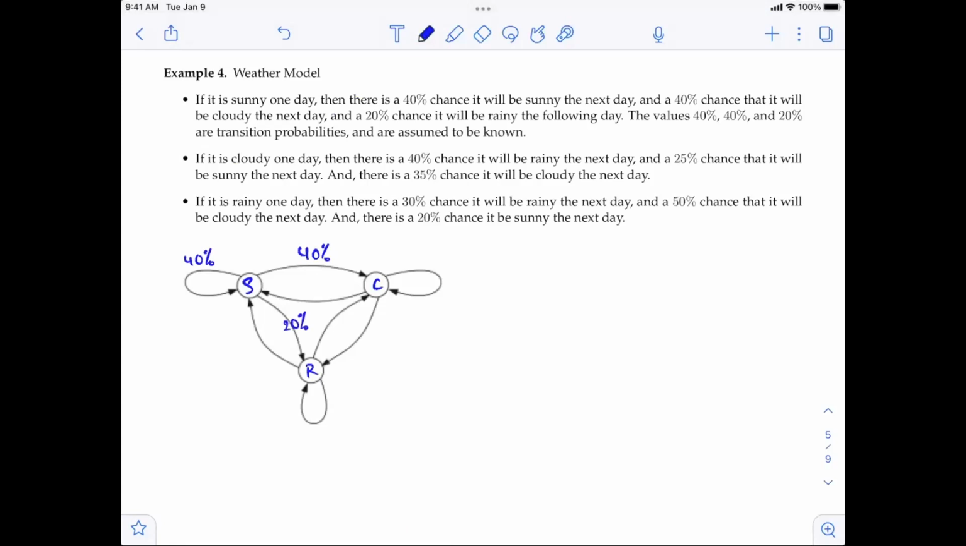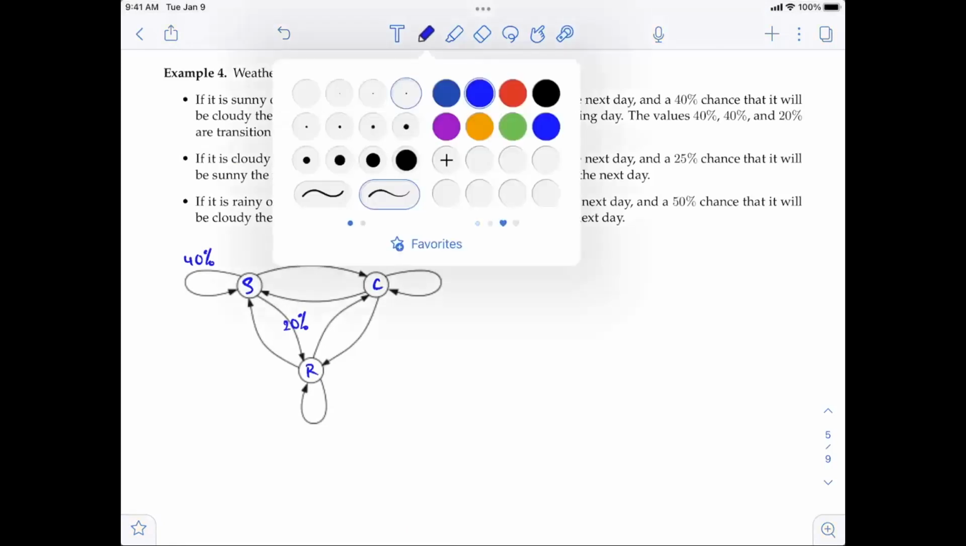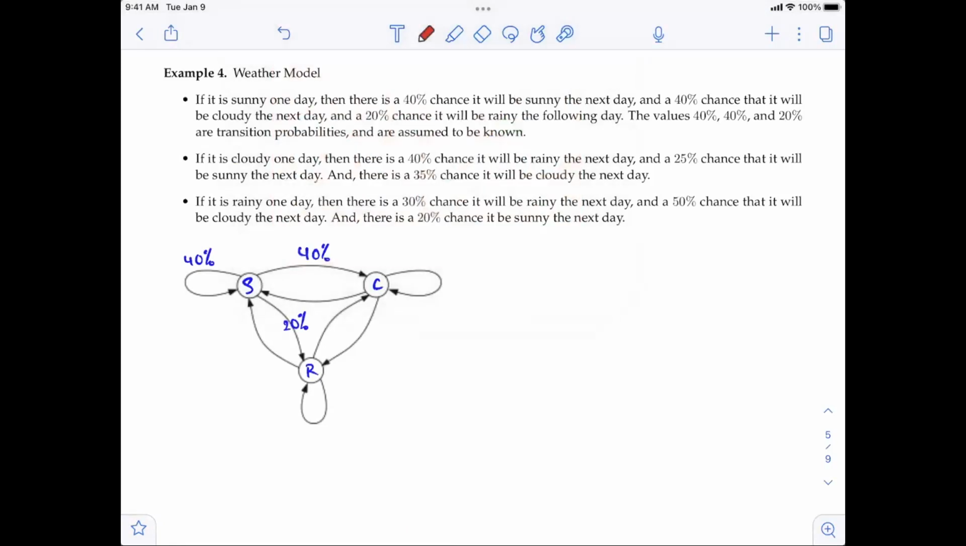If it is cloudy, so we're done with the first statement. The second statement is that now if it's cloudy one day, then there is a 40% chance it will be rainy the next day. This is 40%. And there is a 25% chance that it will be sunny the next day. So 25%. And there is a 35% chance it will be cloudy the next day. So it may stay in the same cloudy conditions. So it's 35%.